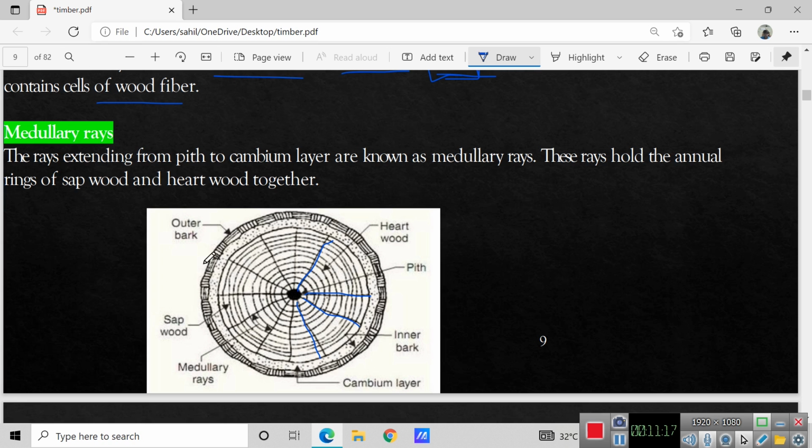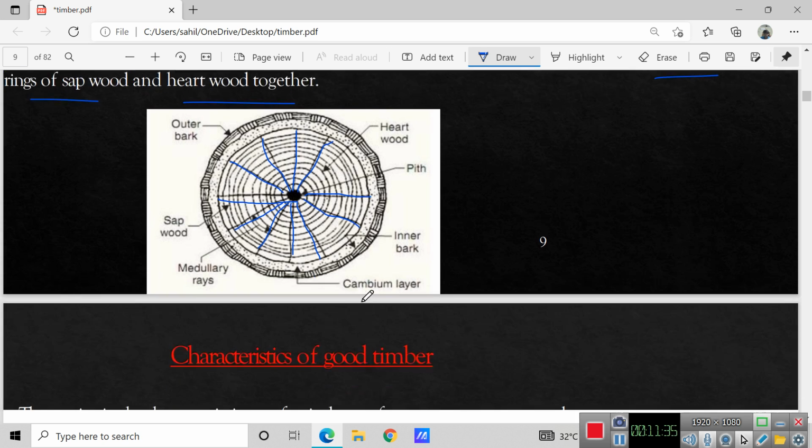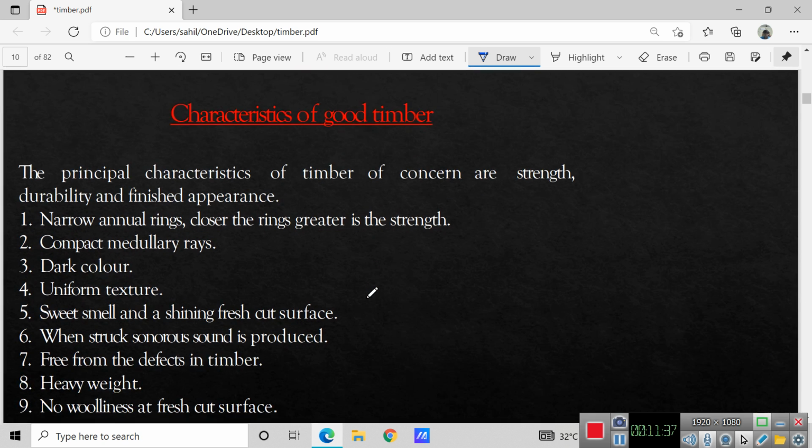These rays hold the annual ring of sapwood and heartwood together, so they act as a binding material between the sapwood and heartwood. Because the consistency of sapwood and heartwood is different, there needs to be a support which keeps them intact. Now here are some characteristics of good timbers.